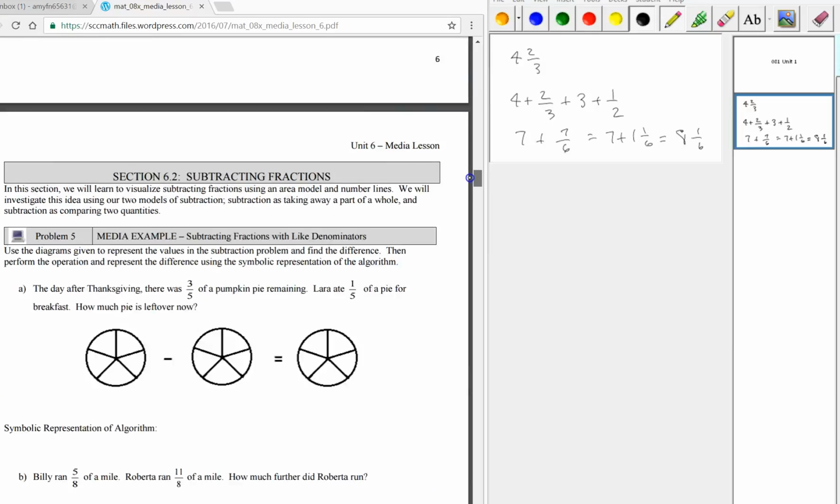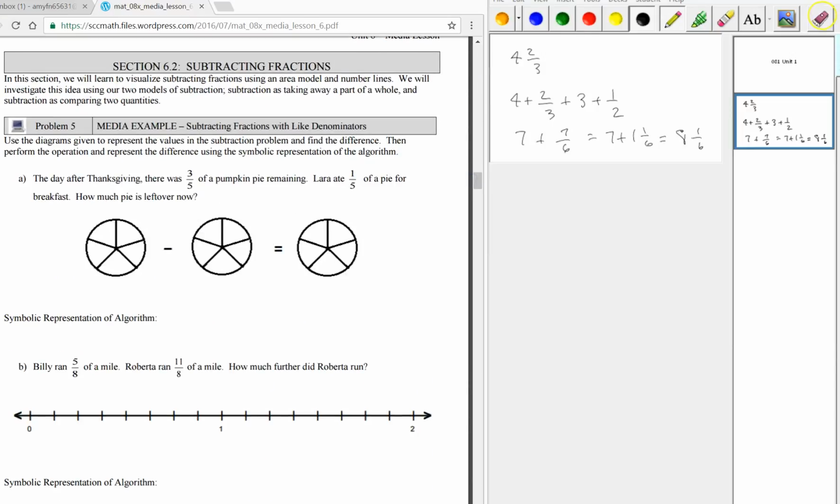And now we have subtracting fractions, which is of course similar. Okay, so the day after Thanksgiving there was 3/5 of a pumpkin pie. Lara ate 1/5 of it. How much is left over? Okay, so again with the diagrams here, they're important.